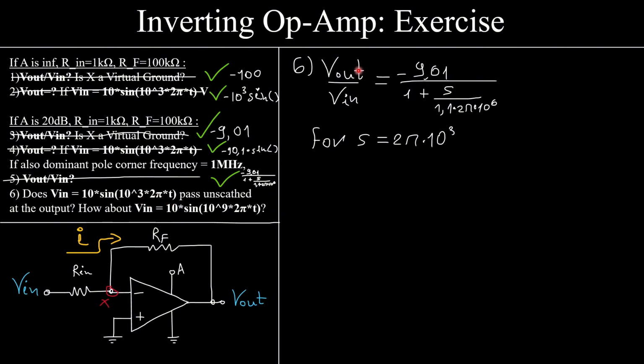Now, I go to my previous equation. I replace the frequency with 2 pi 10 to the power of 3. This is the angular speed over here. I replace my angular speed in the frequency. Obviously this is an absolute value. And I have that Vout over Vin, if I do the math, must be equal to this value over here. Why?